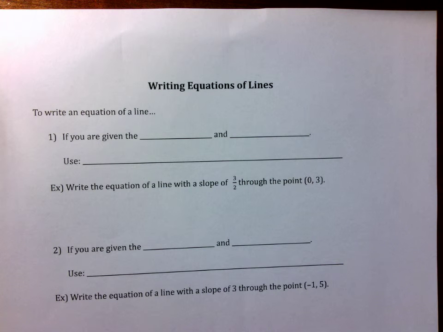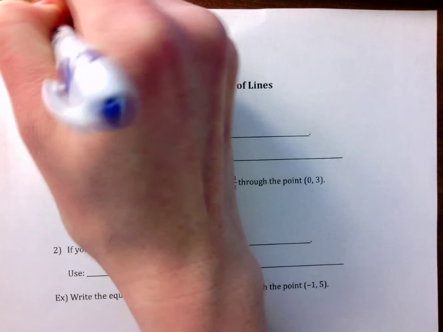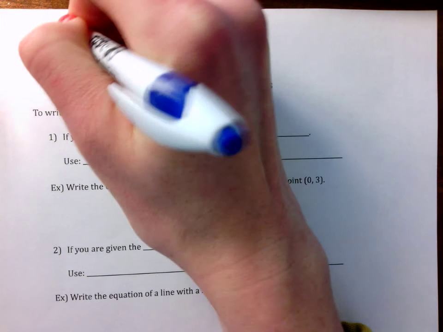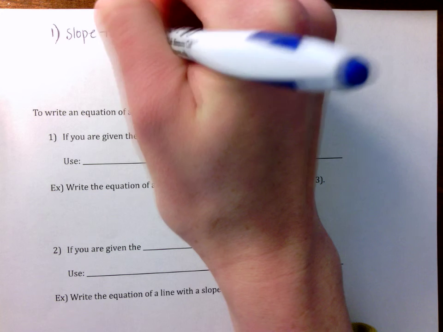Okay, so just a quick algebra review on writing equations of lines. If you remember, there are three forms of a line. Just refresh your memory really quickly on those. The first is slope-intercept, and that's the first one you ever learned. It's your favorite y equals mx plus b.